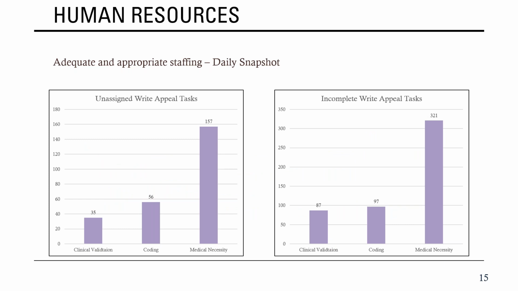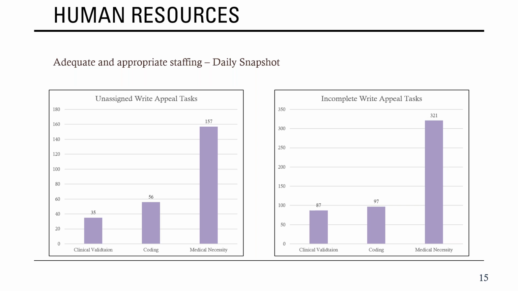Okay, here's another way to look at it. This would be a daily snapshot. So I've got snapshots and I have trends. This would be a daily snapshot to say, are we churning through as many appeals as we need to stay on top of the number of denials that are coming in? And that's going to depend really on how much staff you have and how many appeals per day they can write.